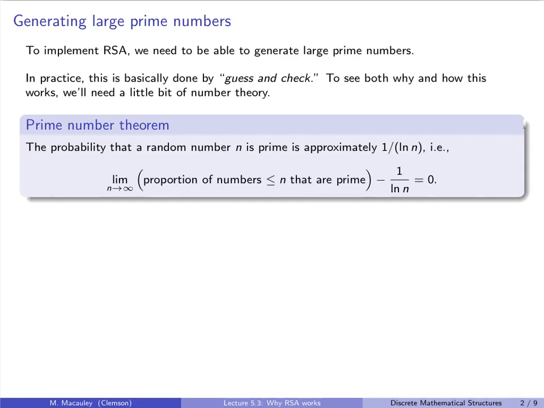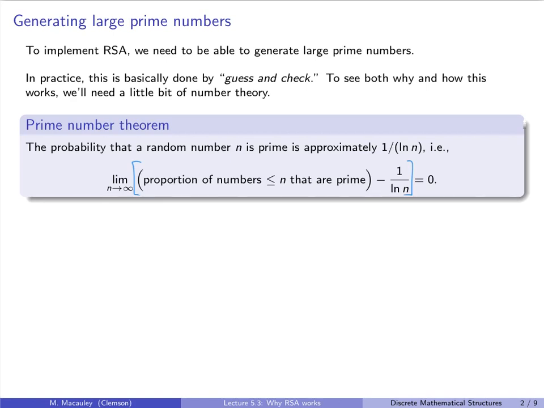Said differently, the limit as n goes to infinity of the proportion of numbers less than n that are prime, minus 1 divided by the natural log of n, and I should make sure I put the parentheses here, is equal to 0. I'm going to show you one more way to state the prime number theorem, and this is probably the most common. I'm doing this just because you never know which one of these is going to stick out the most.